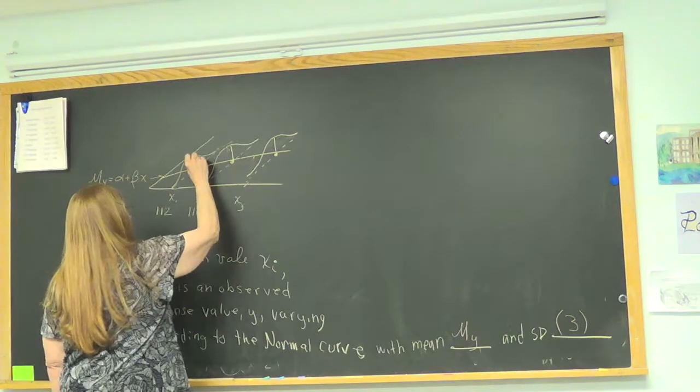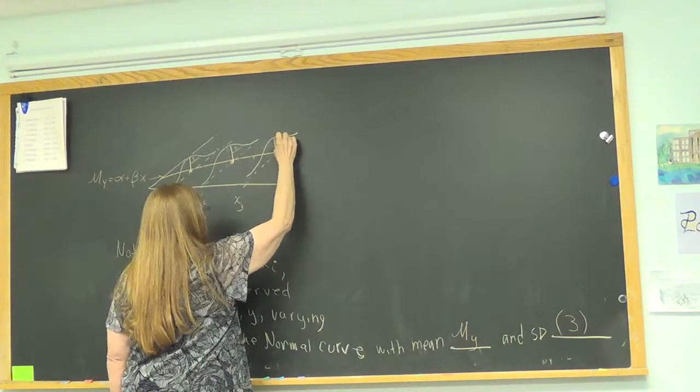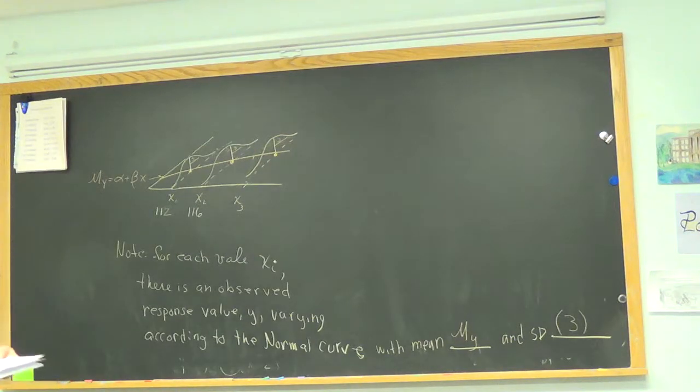Right, where it turns into a smiley. This is 3, this is 3, and this is 3. How would we find the standard deviation? Yeah, we'd have to just do a one variable statistics.